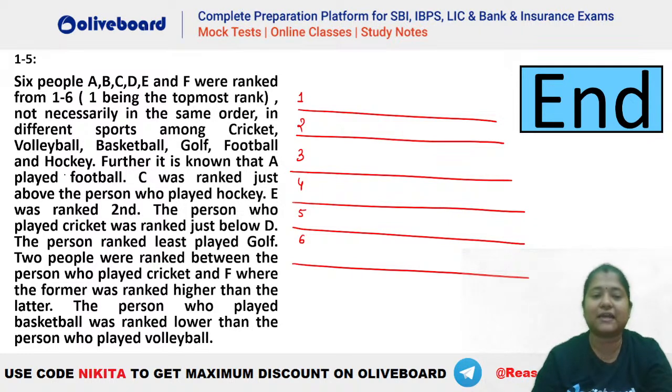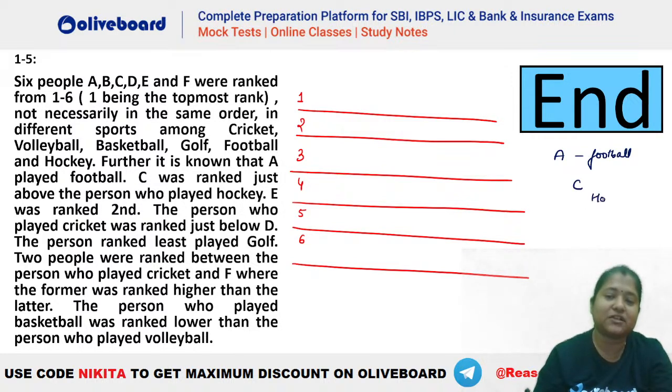Further, it is known that A played football. So this is fixed information that A has to play football here. We will place that later. Okay, then C was ranked just above the person who played hockey. So C has to be immediately above hockey. So let's write it down that C is placed immediately above hockey. Now E was ranked second. So E has to be ranked second in here. Okay, this is another piece of information.